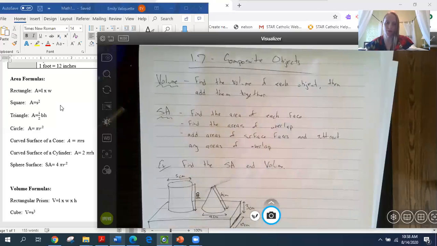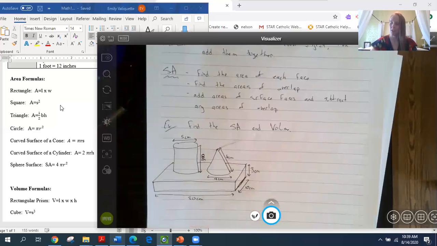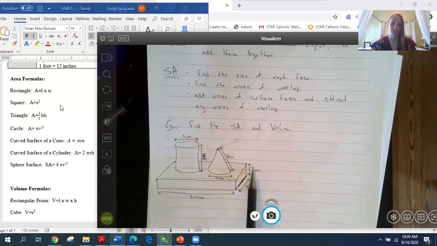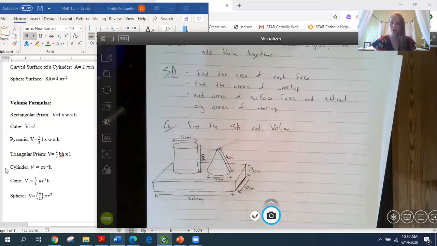So we're just going to be going through one example here, but I've asked you to find both the surface area and the volume. So what we have here is a rectangular prism on the bottom, then we have a cylinder and a cone. But you could see a composite object that has any of these shapes listed on your formula sheet.